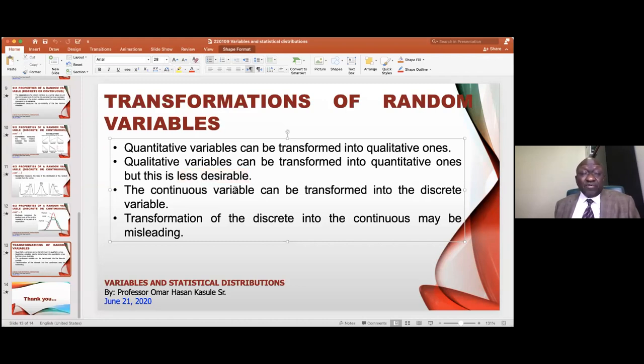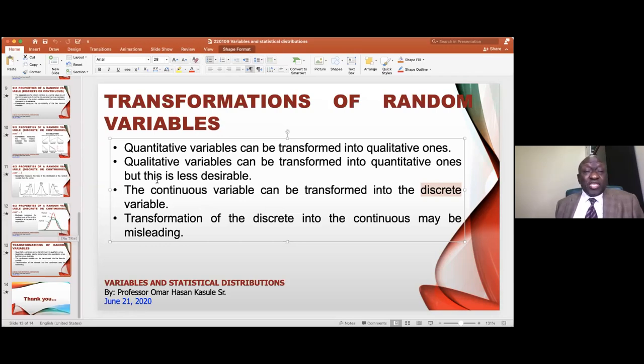Now, we also have continuous variables. Variables based on measurement can be transformed into discrete. You can say that people with height from 50 to 80, I will give them number 1. From 80 to 120, I'll give the number 2. From 120 to 150, I'll give them number 3. So we can make them discrete. So these transformations do occur.